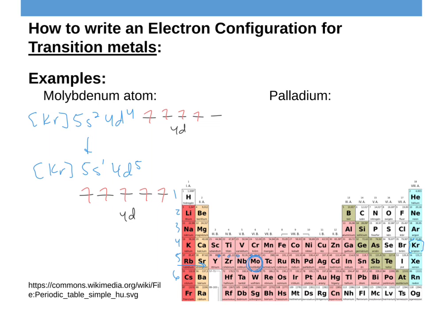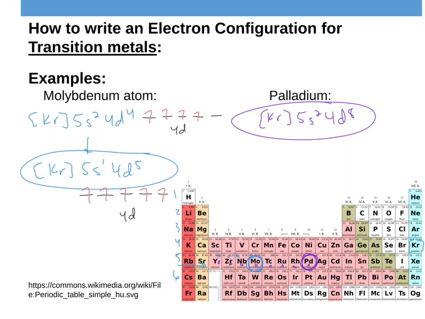Now, if I look at palladium, palladium is here. Also going to start with krypton. Also is 5s2. And here we're going to go 1, 2, 3, 4, 5, 6, 7, 8. So this is going to be 4d8. And that's it. It's a d8. It's not a d4. It's not a d9, so I don't need to change it. That would be my correct electron configuration for palladium. So again, it's not all the transition metals that promote one. It's just the ones that need to in order to get a half full or completely full d shell.